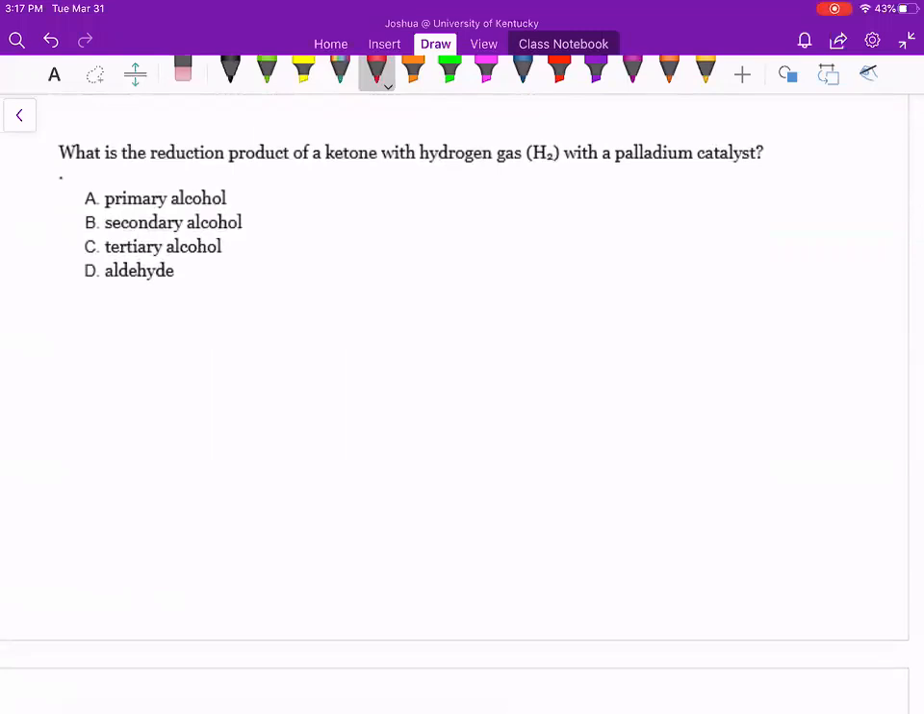What is the reduction product of a ketone with hydrogen gas with a palladium catalyst? The answer is a secondary alcohol.